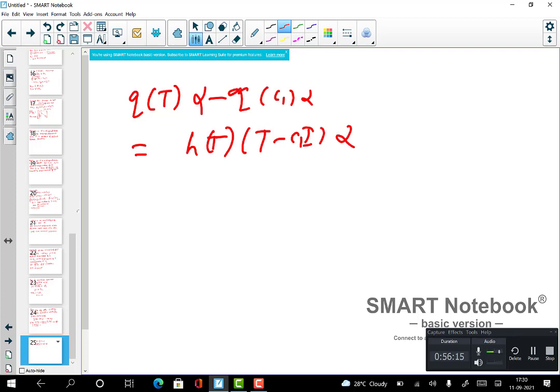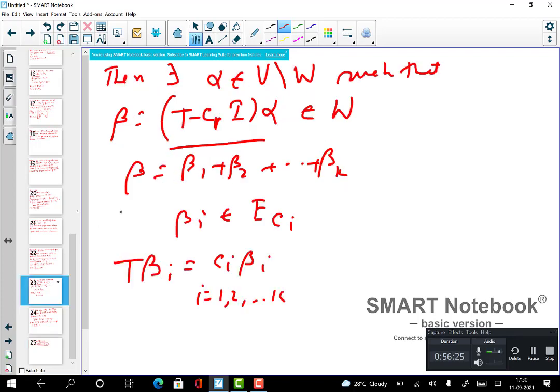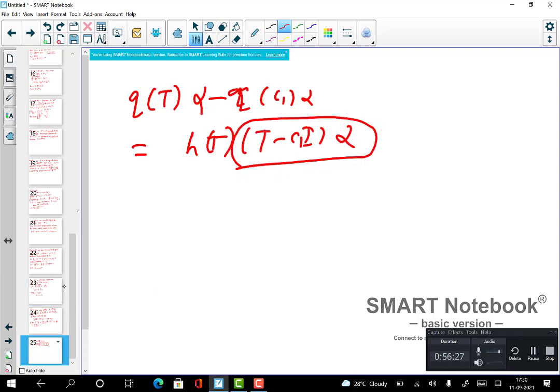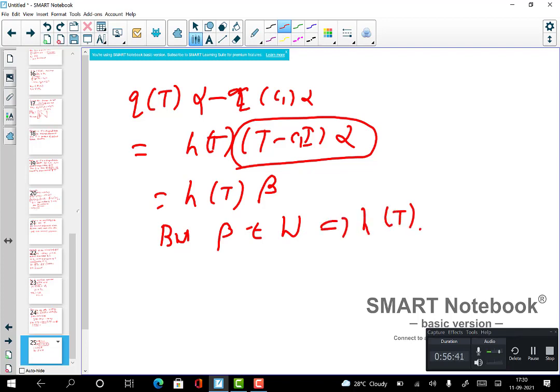The advantage is that now note that this is beta, which I already assumed. So this is nothing but h(T) of beta. But beta is inside W, and W is T-invariant. So h(T) of beta is also inside W. W is T-invariant, so it is invariant under any polynomial. So what does that mean? That means the right hand side is an element of W.